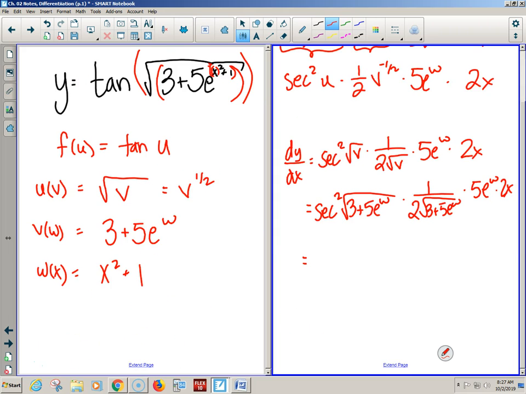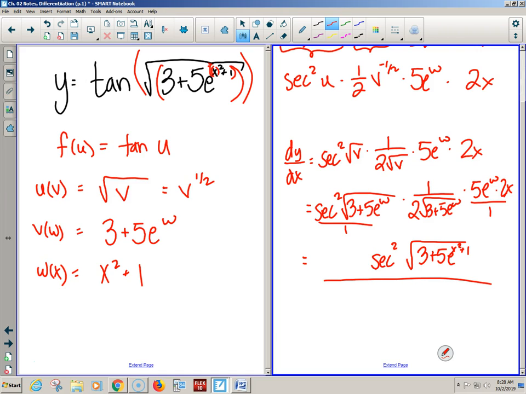And now I have to go figure out who w is? You have 3 spots for w. So then I have, well, hold on. We could start putting all of our fractions together. Do you guys want to do that? Make it one big old fraction? Okay. So then we have on top a secant squared of a square root of 3 plus 5 e to the, who was w again? Oh, x squared plus 1.